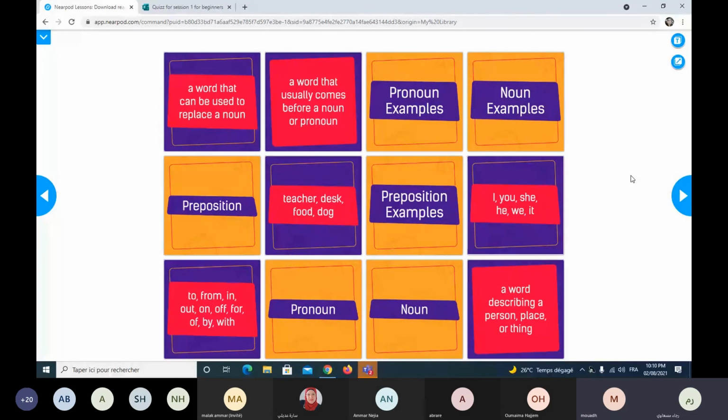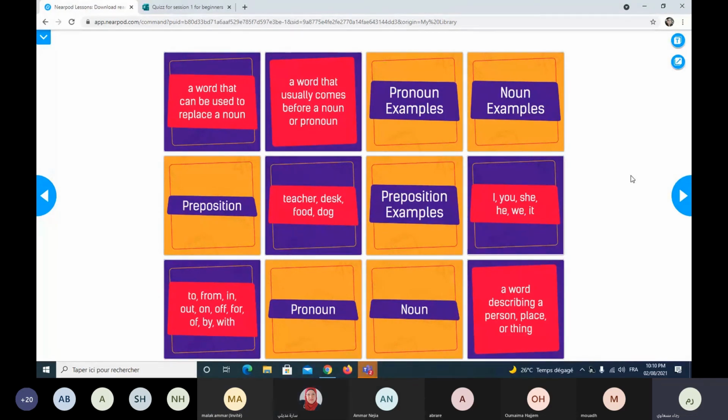Muaz. Yes, Muaz. Noun examples: teacher, desk, food, dog. Very good, Muaz. These are the noun examples. Teacher, desk, food, dog. Very good. Yes, Malik. A word that can be used to replace a noun: pronoun. Very good, Malik. The word that replaces a noun is a pronoun. Very good. Thank you.